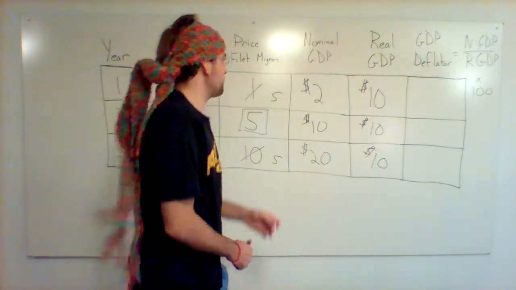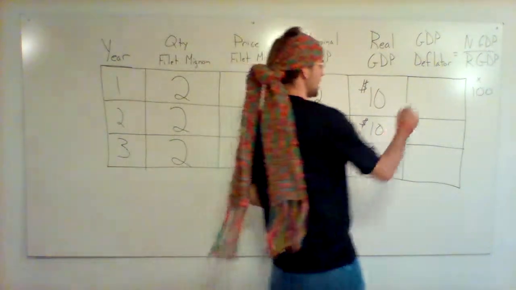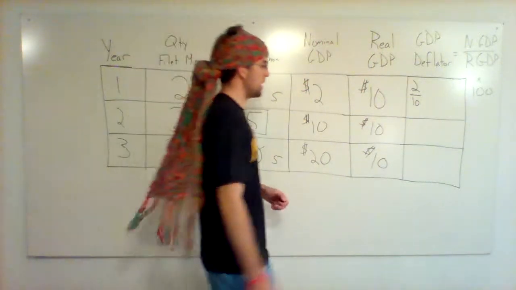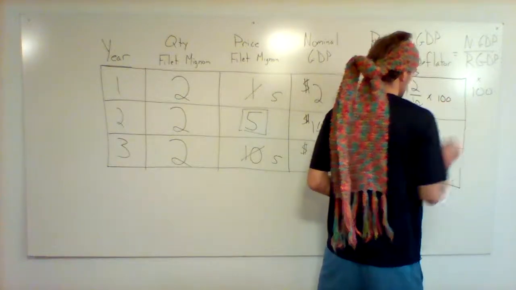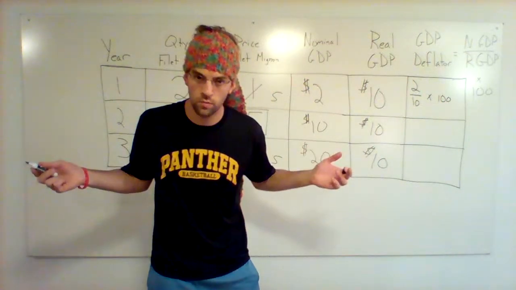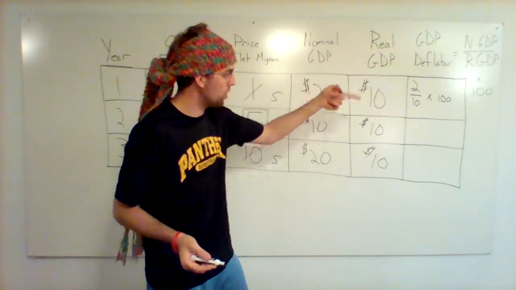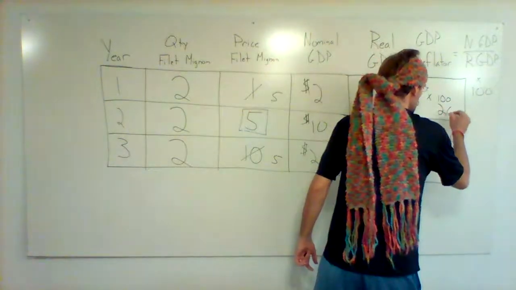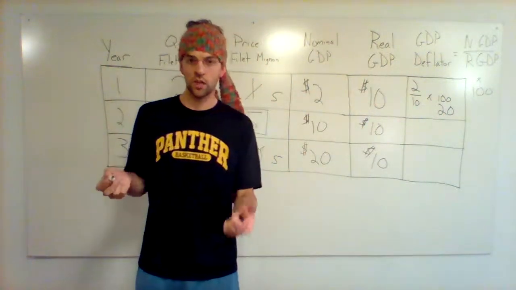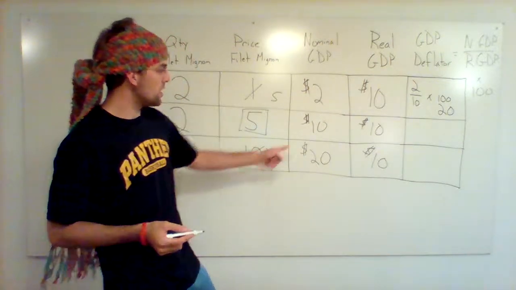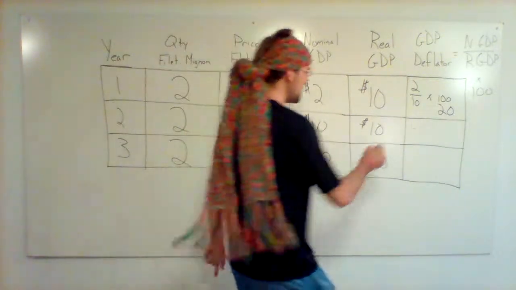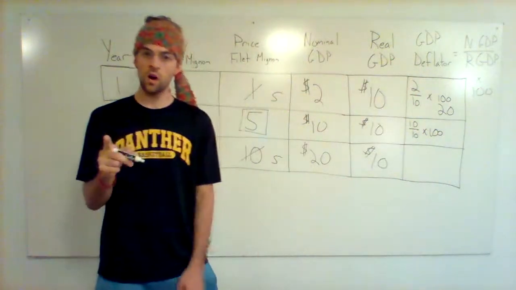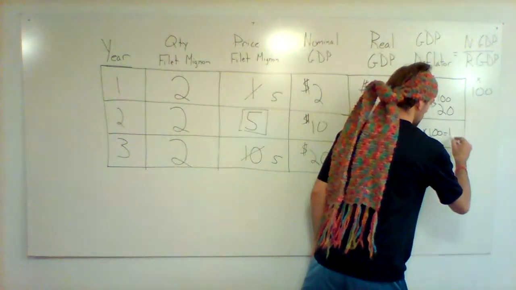So what we'll do, year 1, the nominal GDP is 2. So 2 over 10, times 100. Everybody with me so far? 100 times 2 is 200, divided by 10 gives me 20. So I'll put 20 here. The next year is nominal over real, 10 over 10 times 100. 10 over 10 is 1, so 1 times 100 equals 100.